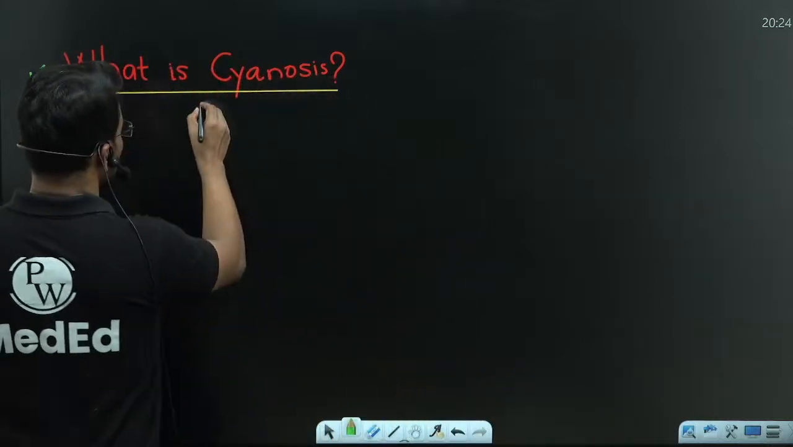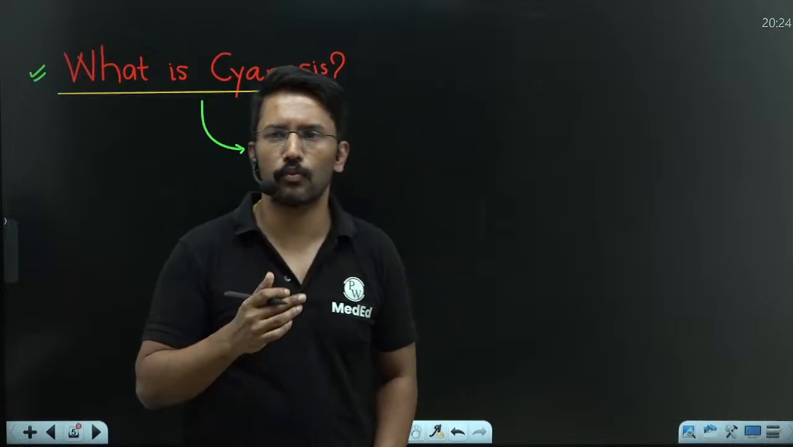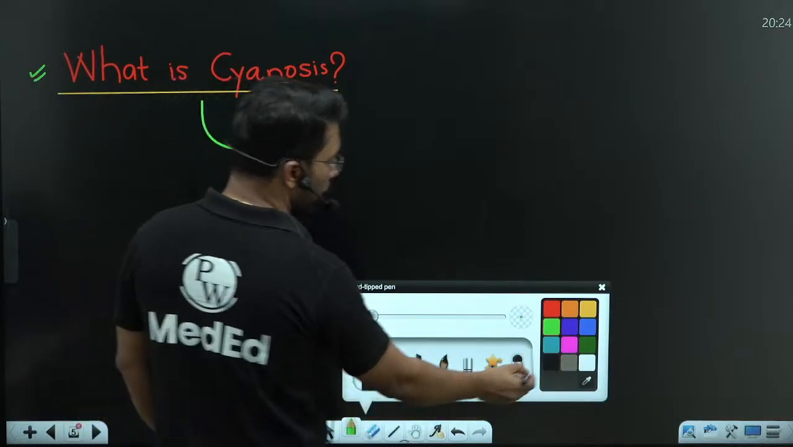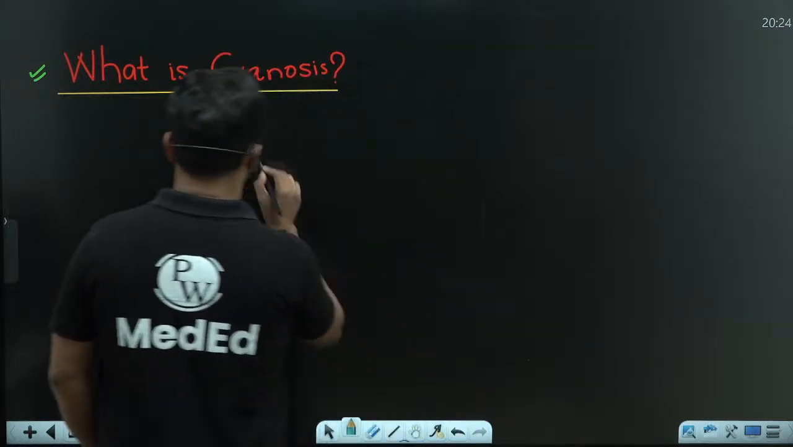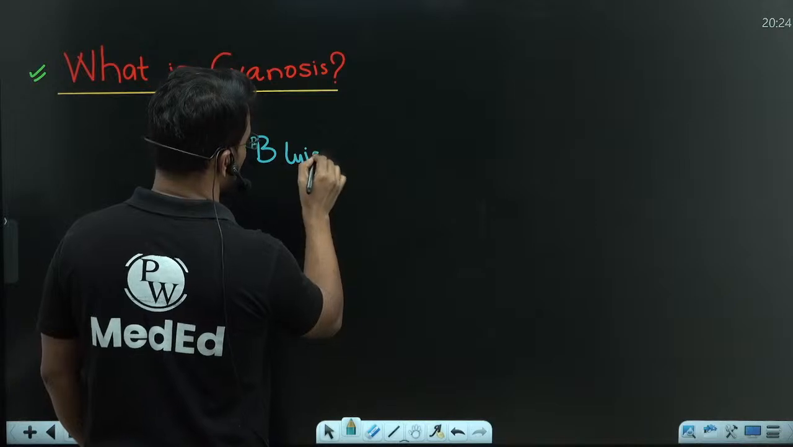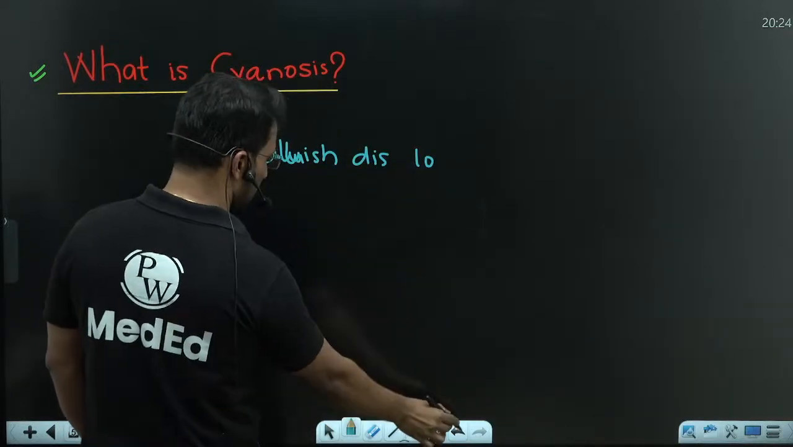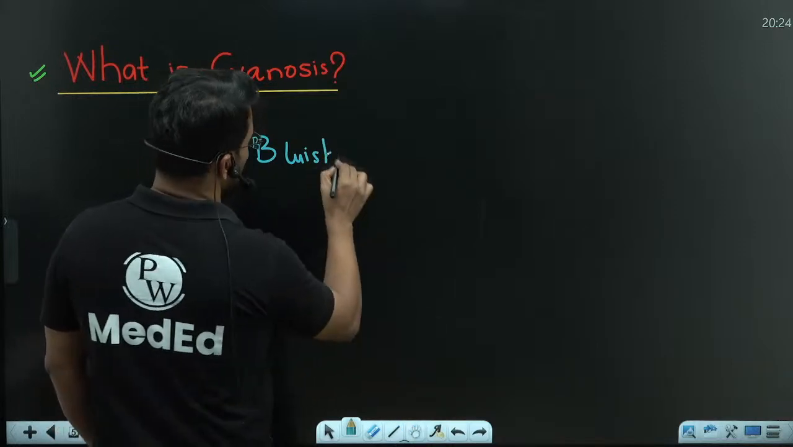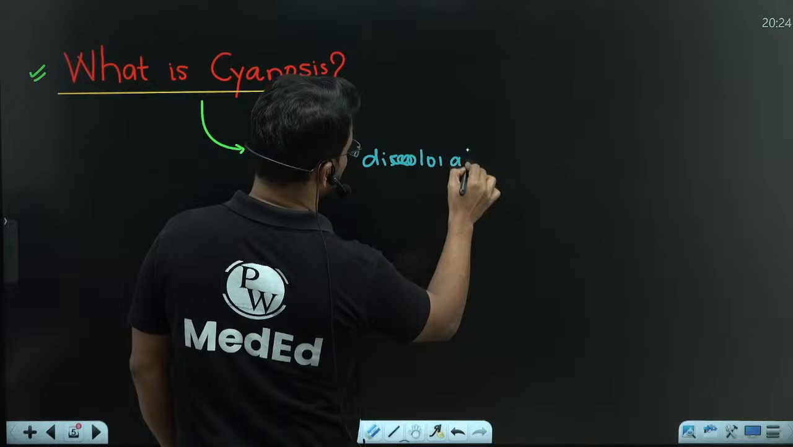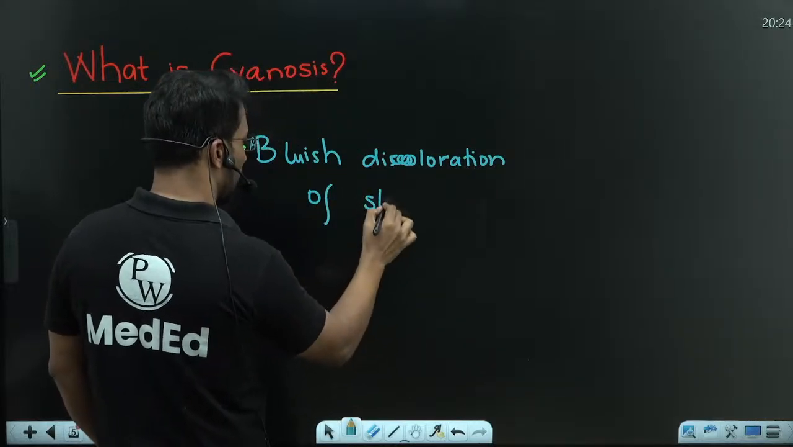What is cyanosis? Cyan is a word for blue color. It is a tint of blue. So cyanosis refers to bluish discoloration of skin and mucous membrane. In what conditions can I see that bluish discoloration of skin and mucous membranes?